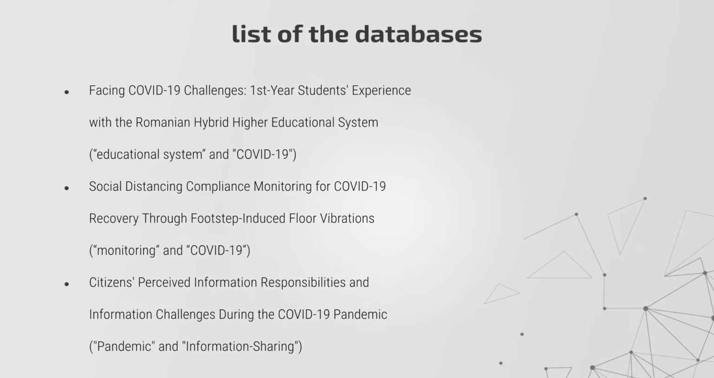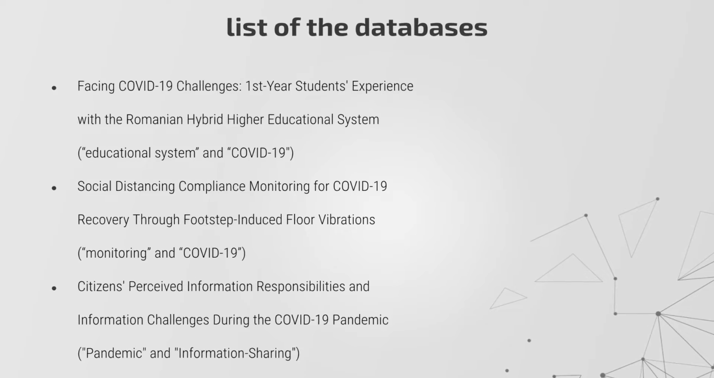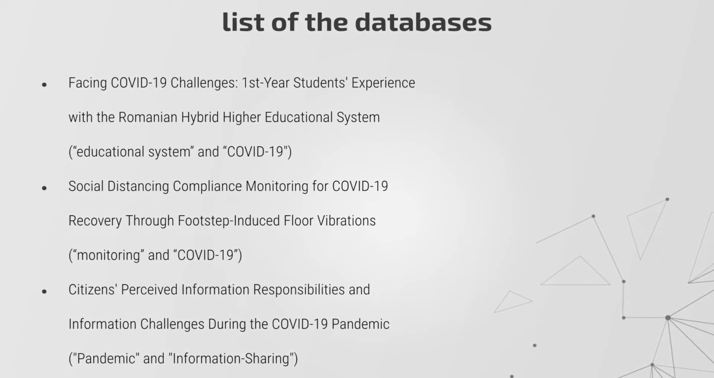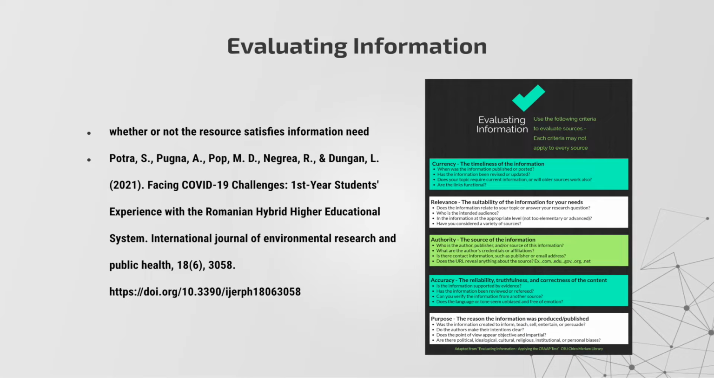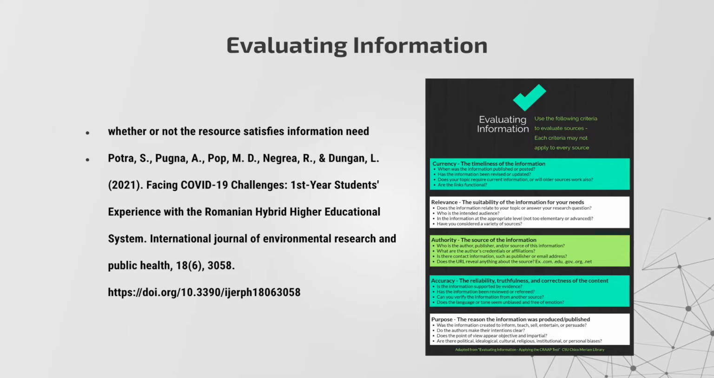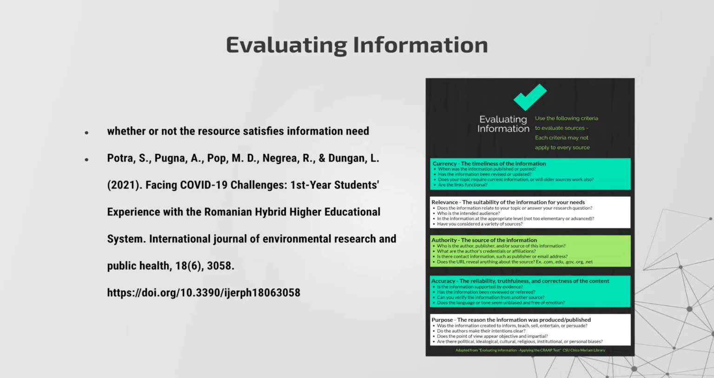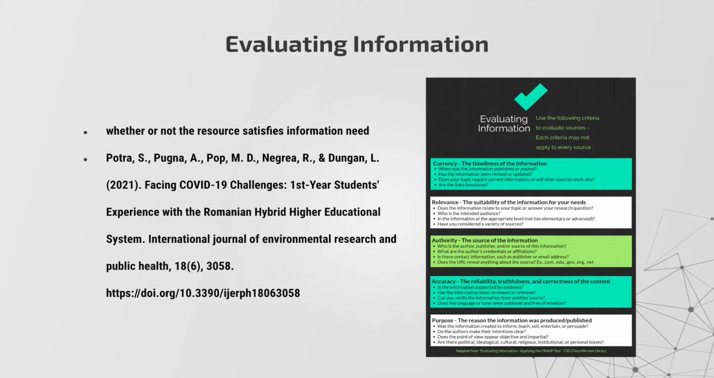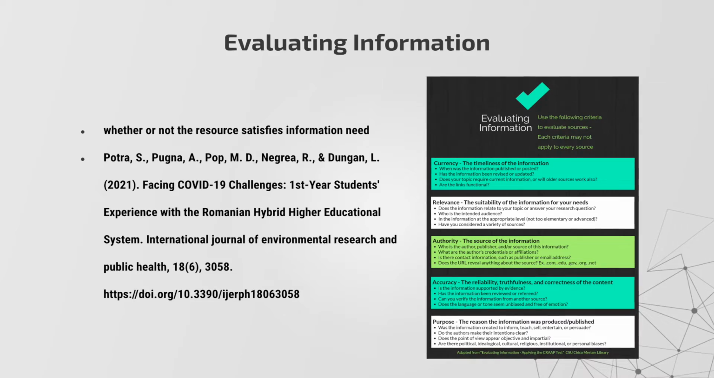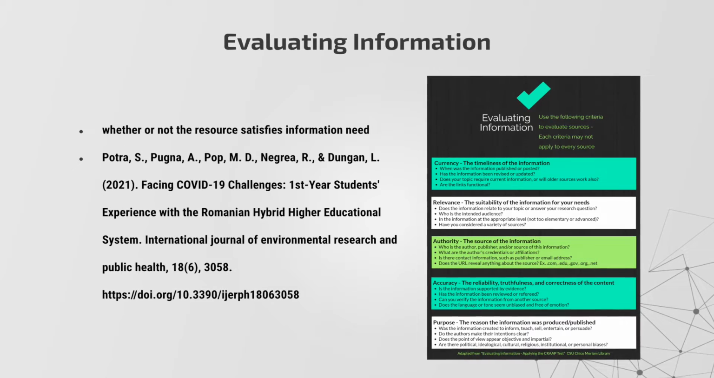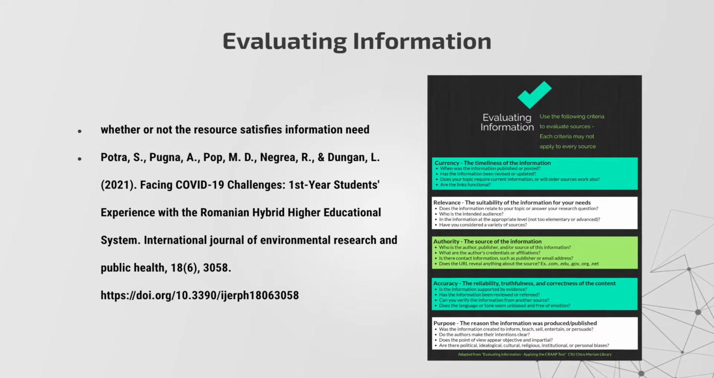The first one is about first year experience with hybrid class. The second one is about social distancing. Then I evaluate the information. I use CRAB, which stands for currency, relevance, authority, accuracy, and purpose. So what I have to do is determine whether or not the resource satisfies the information that I need. Taking the first source as an example, this source is published in 2021, which is very recent, and the information is critical because it is part of an international journal of environmental research and public health.